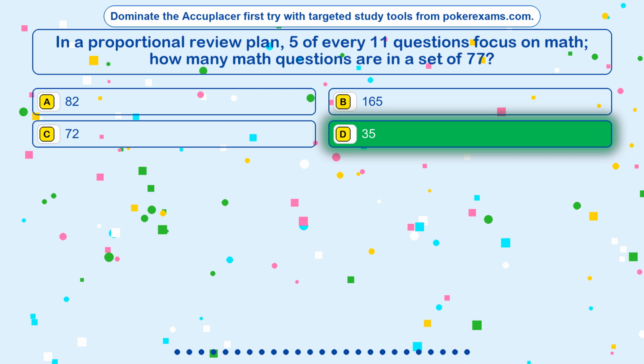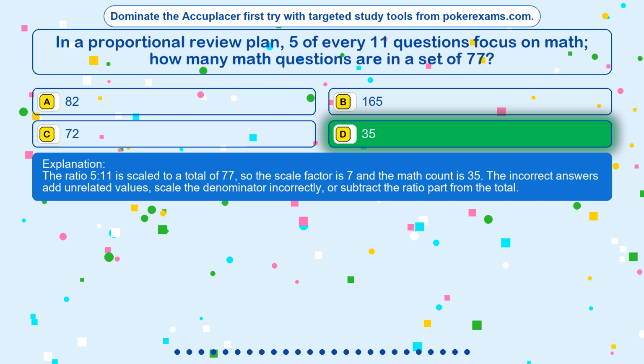The correct answer is option D, 35. The ratio 5:11 is scaled to a total of 77, so the scale factor is 7 and the math count is 35. The incorrect answers are unrelated values, scale the denominator incorrectly, or subtract the ratio part from the total.